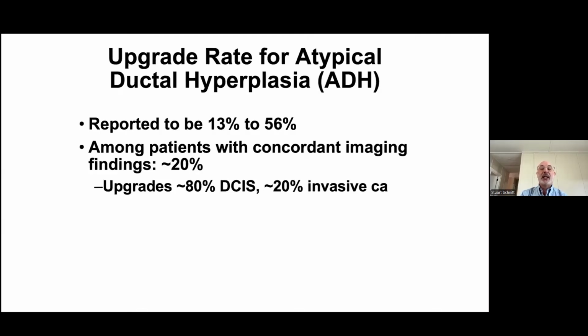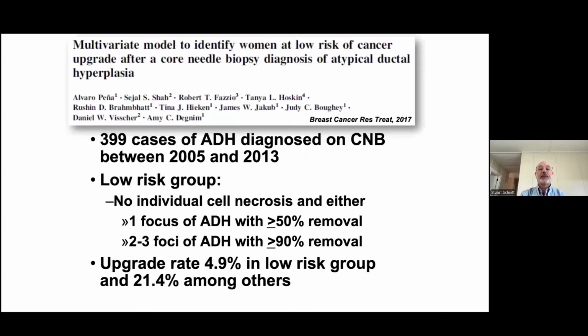Most of the upgrades are to DCIS. This was a study from the Mayo Clinic where they looked at about 400 patients with ADH diagnosed on core needle biopsy, and they defined a low-risk group among these patients, that is low risk for an upgrade to a worse lesion at the time of the biopsy.